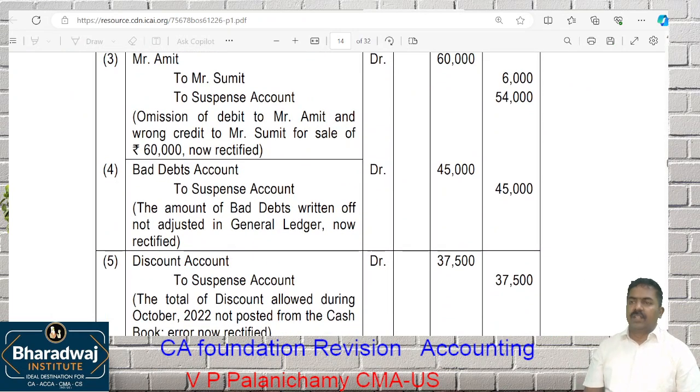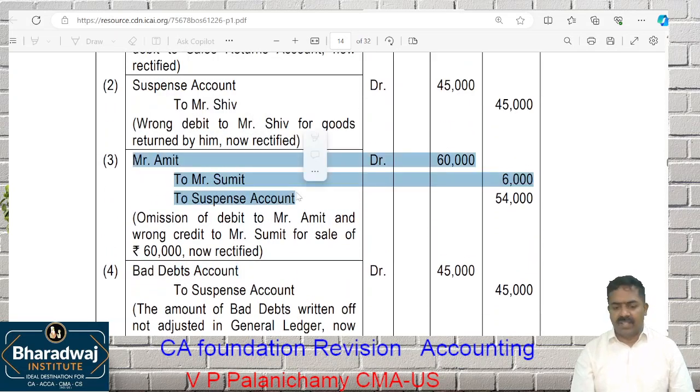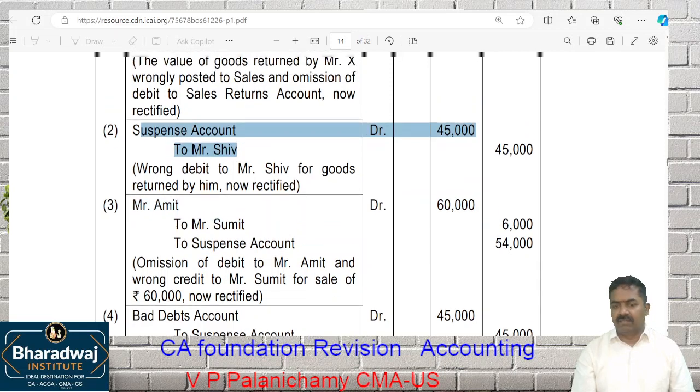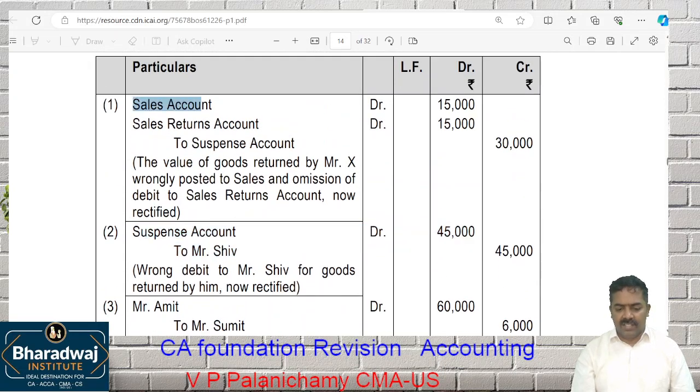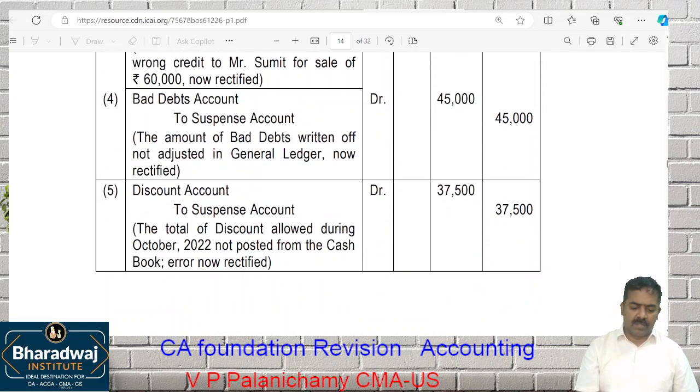Suppose if errors are rectified after final accounts, what you would have done? The same question they would have given. If these errors are rectified after final accounts, what would you do? Simple. In the place of this discount, you would have used which account? P&L adjustment. Instead of bad debts, P&L adjustment. What about third entry? Will not change. What about second entry? Will not change. What about the first entry? Instead of sales and sales returns, which one? P&L adjustment account, they would have adjusted.